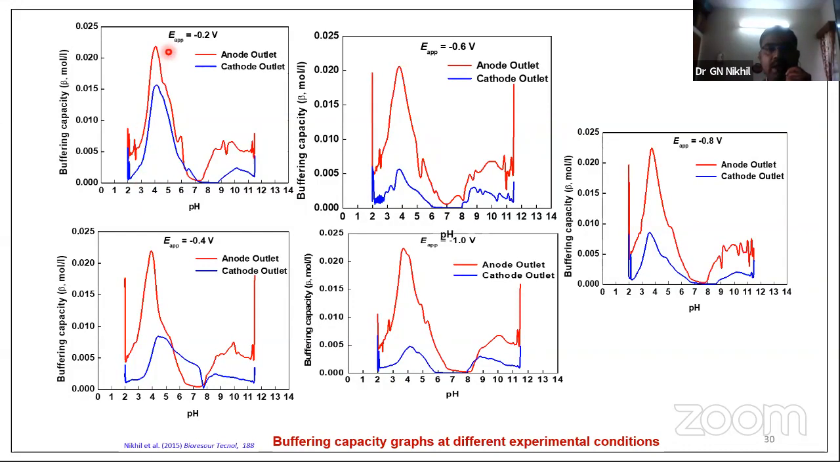Right? So peak area is proportional to the concentration of the acetic acid which is present. So we have found that the peak area has been decreasing in the cathodic effluent when the potential is being increased, 0.2, 0.4, 0.6, and 1, as well as 0.8. Right? At 0.6, we have observed a good amount of removal compared to the other conditions which we applied.